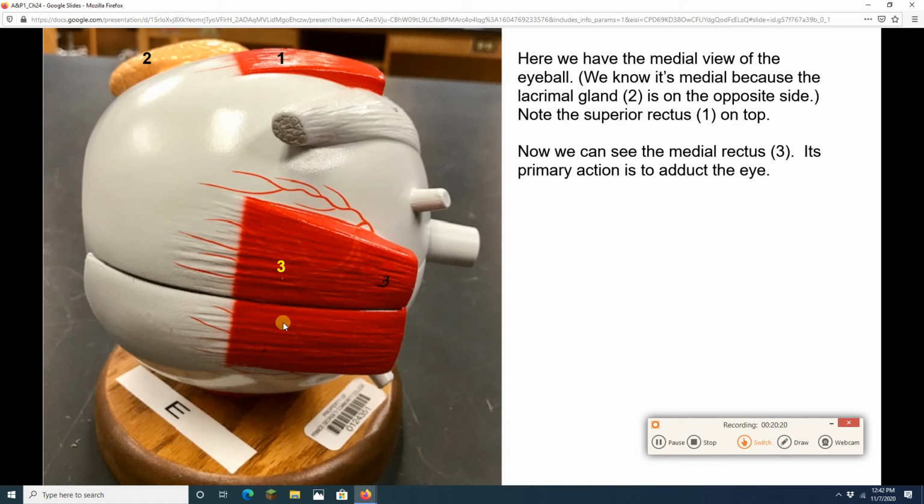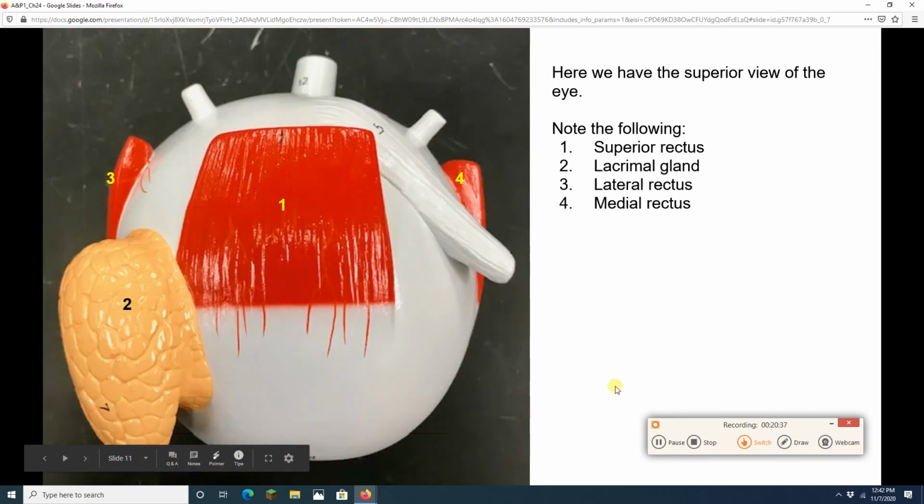So think about trying to look at your nose, or take a finger and trying to follow that finger as it gets closer and closer to your face. If you cross your eyes, you're using your 2 medial recti. Okay, cool. Superior view. You can see that superior rectus, that lateral and medial rectus, plus the beautiful lacrimal gland.